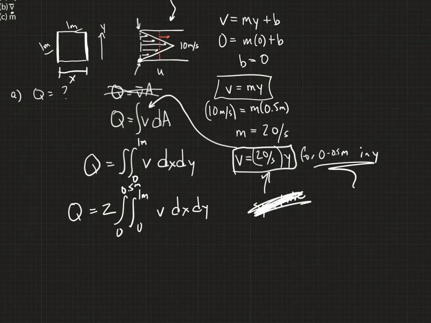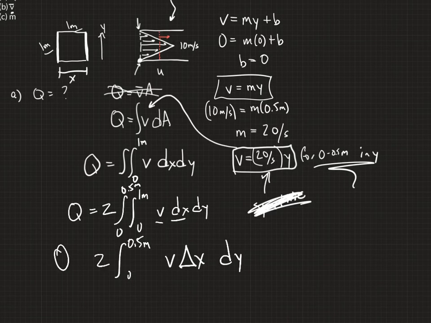Now, what's interesting here is that v does not vary in x, so I don't really have to do much with this in the x direction. I could just note that it doesn't vary. So when I integrate this first thing, I'm going to have the integral from 0 to 0.5 meters of v. Because v doesn't vary in x, I'm just going to multiply it by the change in x, or the width, or capital X might be what I would call it. So dy, and we'll have a 2 out here, and Q equals this.